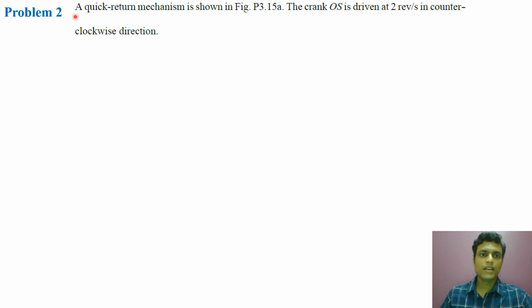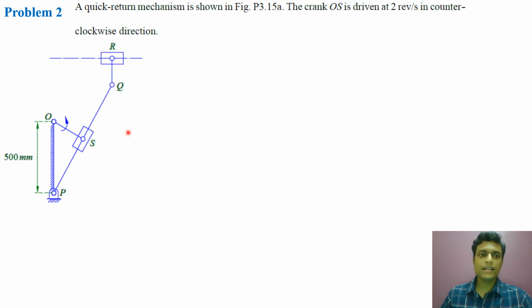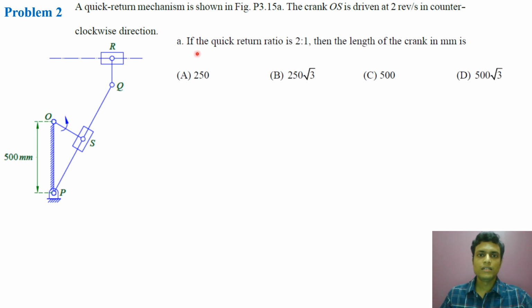Now let us come to the next problem, that is problem number 2. A quick return mechanism is shown in the figure. The crank, this is the crank OS, is driven at 2 revolutions per second in counterclockwise direction. The fixed link length is 500 mm. The quick return ratio is 2:1. Then find the length of the crank in millimeters. That is a very easy problem.